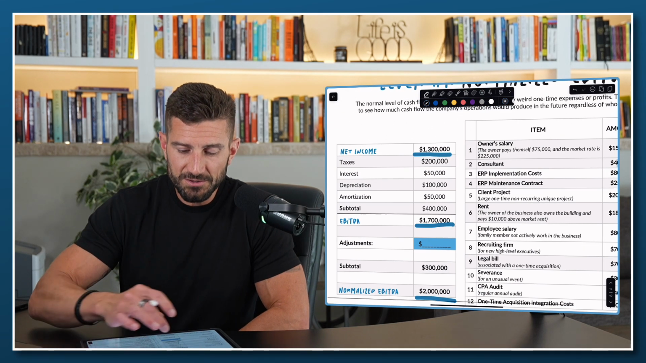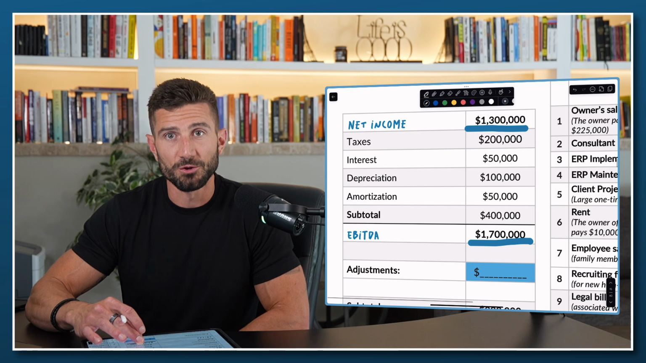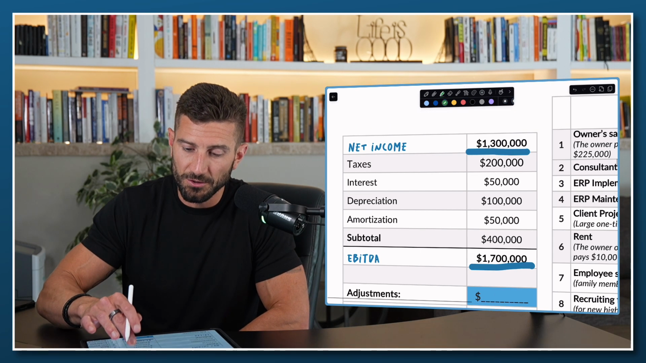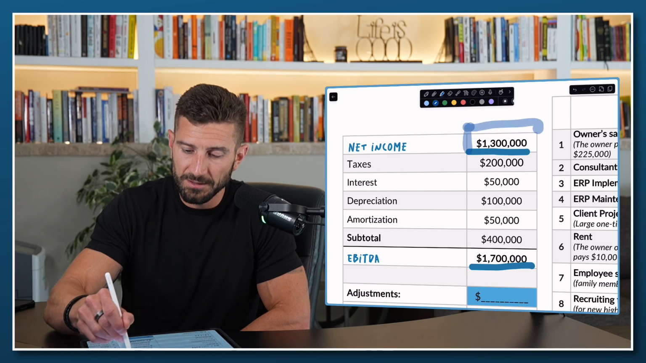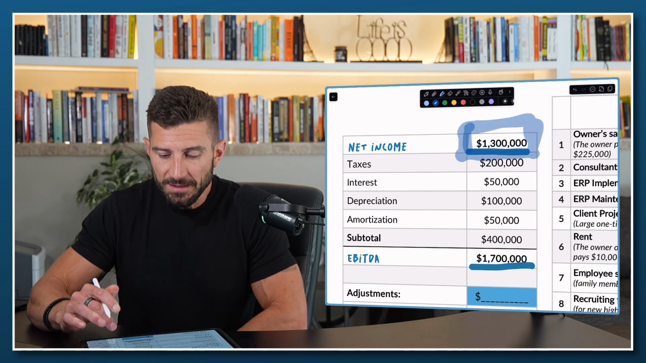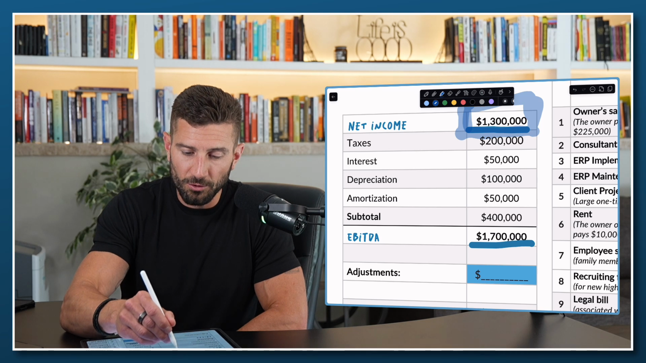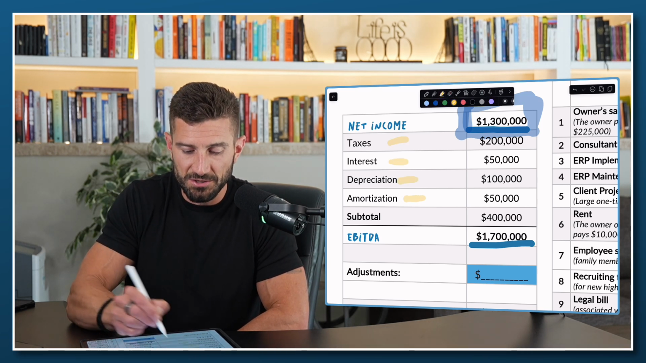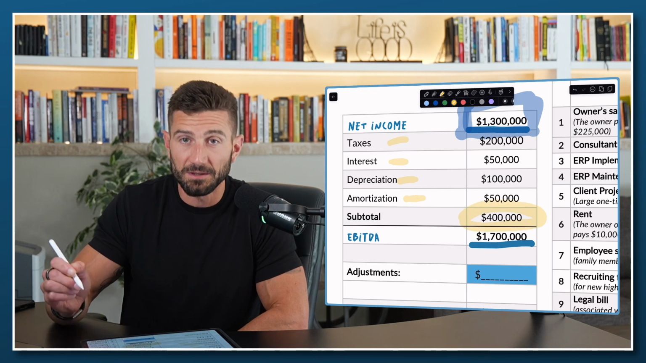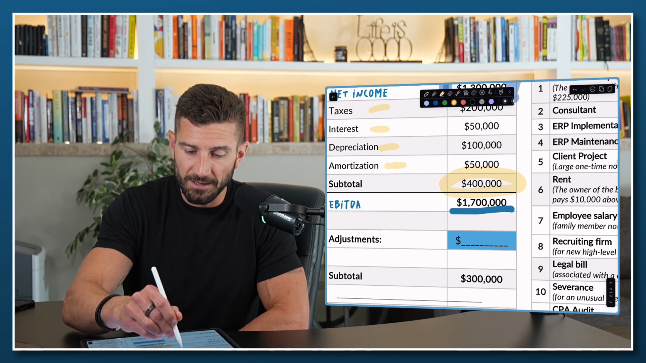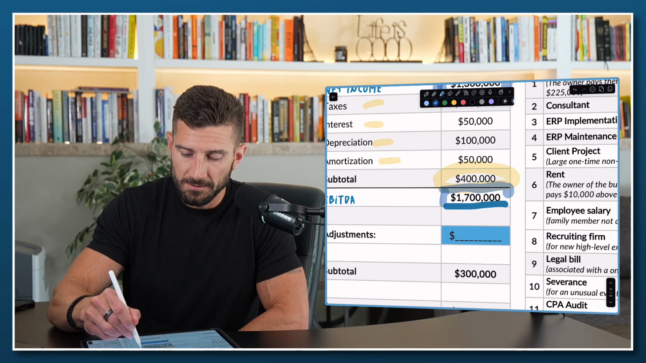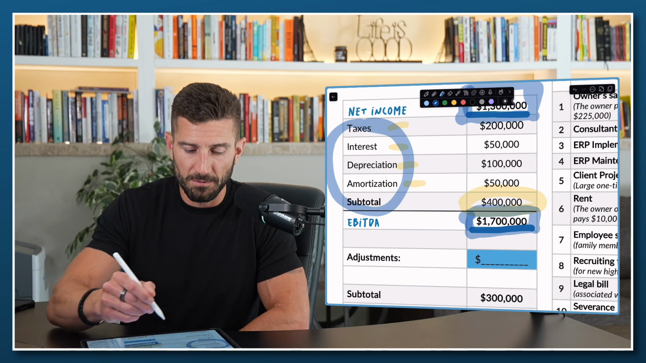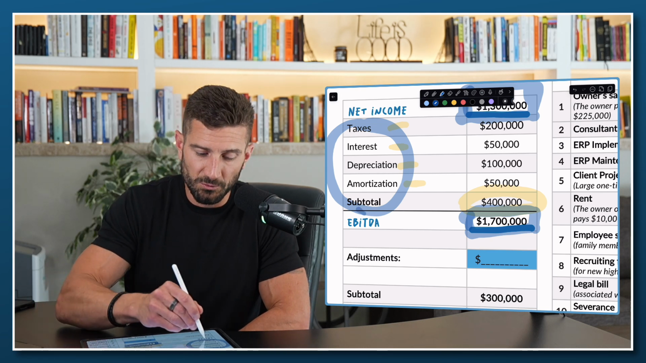So I'm going to start over here first to show you how we arrive at the normalized EBITDA. So right now you can see that we're starting with $1.3 million in net income. And we have all of these EBITDA adjustments: taxes, interest, depreciation, amortization, which totals up to $400,000. And then what we have down here is EBITDA, right? So we got rid of these adjustments to get to EBITDA.